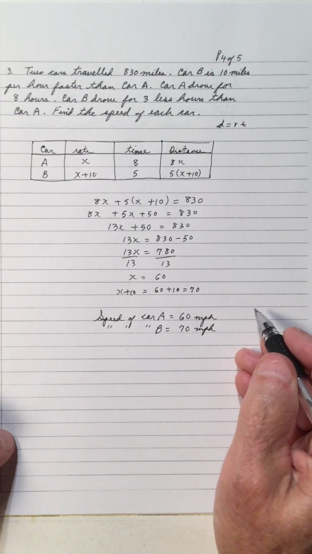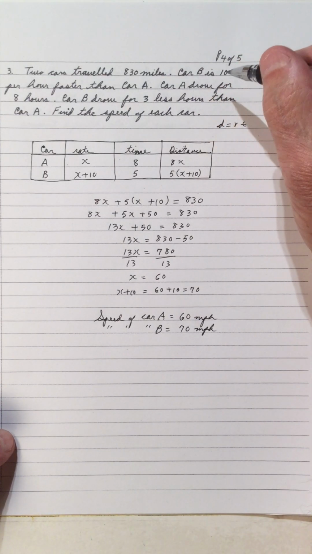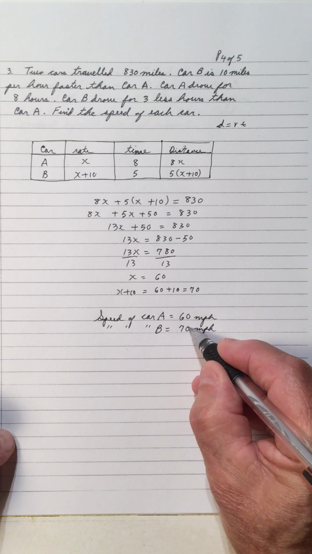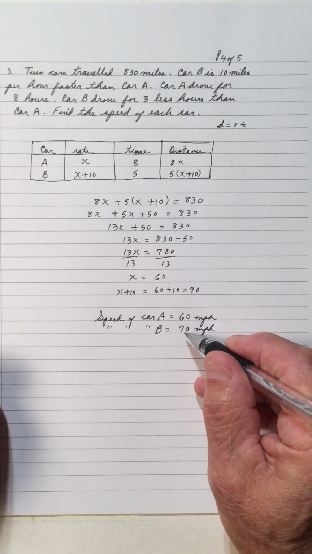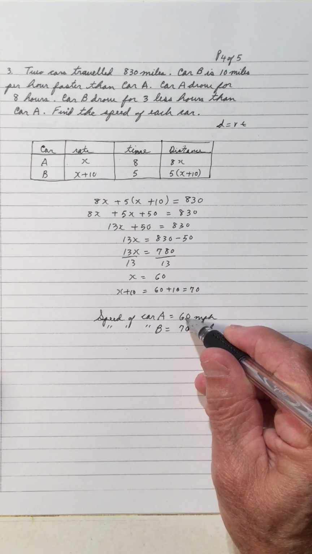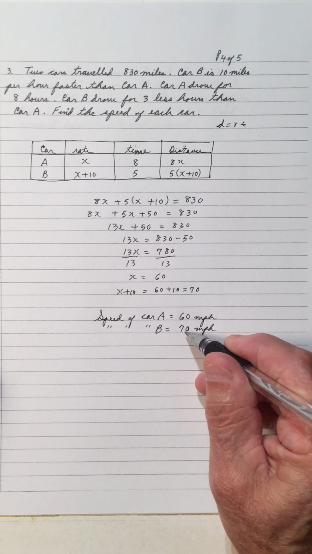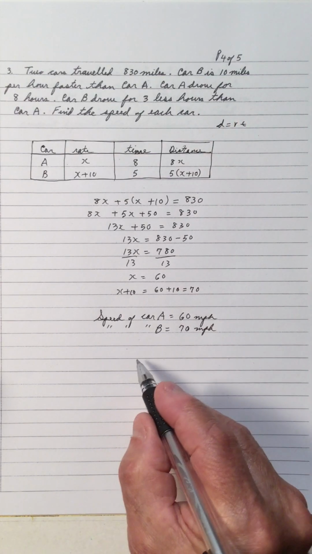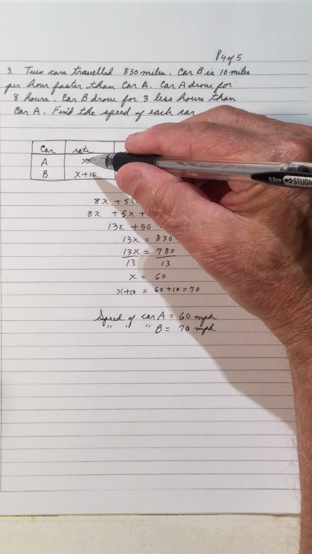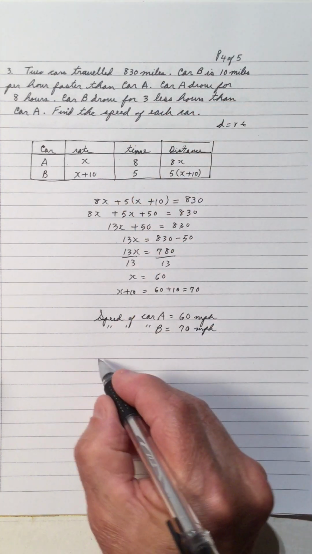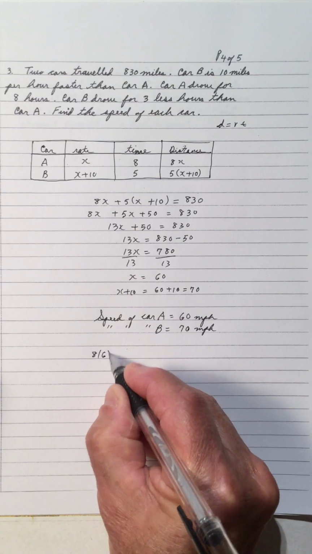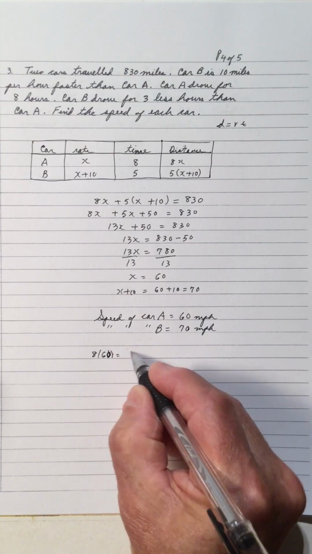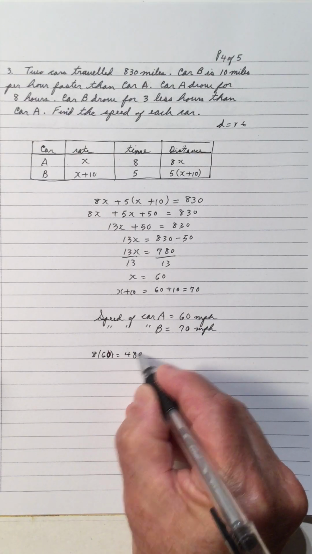And we want to check it. So it says car B is faster, so if you take 60 and add on 10, car A is 60, 10 more is car B is 70. Now we want to check to see the distance. So car A is going for 8 hours, so that's 8 times 60. 8 times 60 is 480.